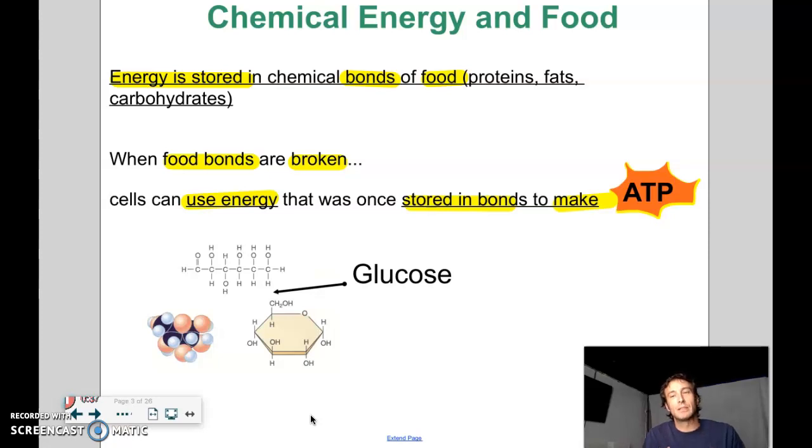The problem is that not all bonds are created equal. Some bonds are like touching electricity. They're dangerous to the cell. So if you were to just break glucose bonds inside of a cell, the energy given off is actually too much for the cell. So we need to convert that energy into ATP. I like to think of glucose as sort of being like a $100 bill.